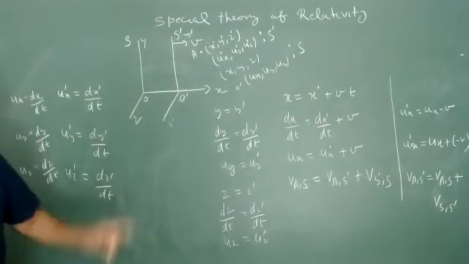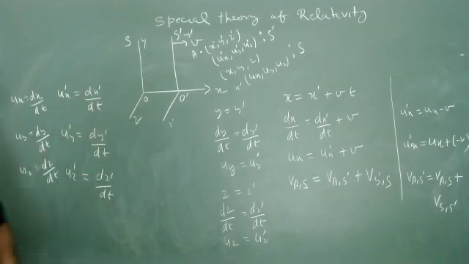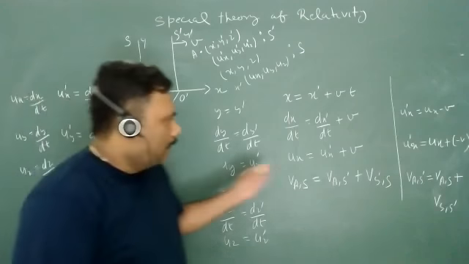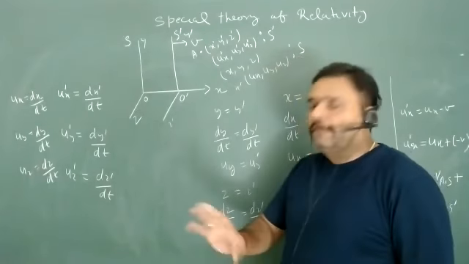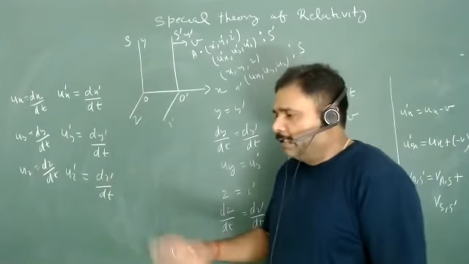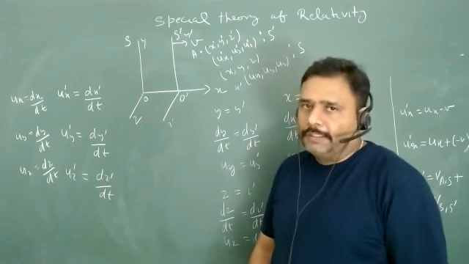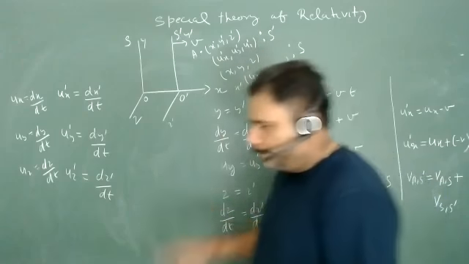Now, on this particular transformation, we can create one very simple story and we can see what will happen when the speed of light comes into the picture. Is this clear till here?